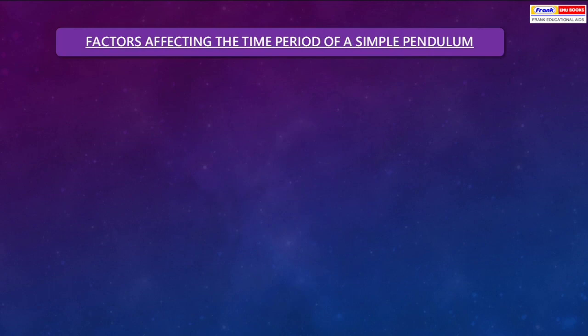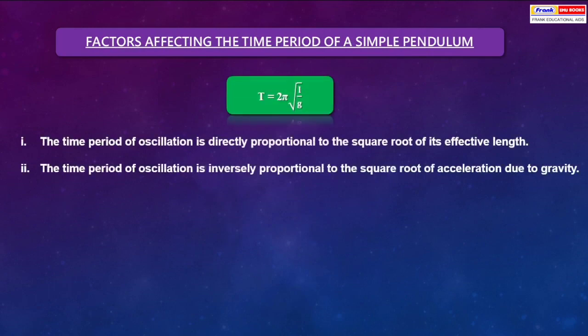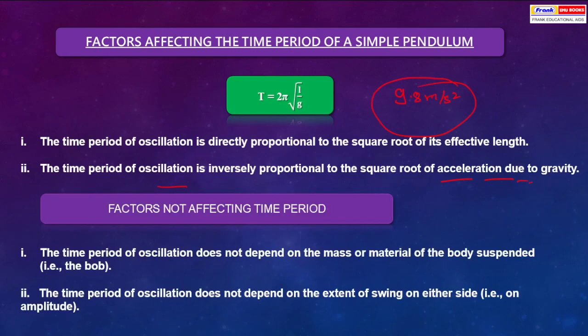Factors affecting the time period of a simple pendulum: here you can see the formula T equals 2 pi under root L by g, where g is the gravitational constant. Usually it is taken as 9.8 meter per second square if not mentioned otherwise. The time period of oscillation is directly proportional to the square root of its effective length. The time period of oscillation is inversely proportional to the square root of acceleration due to gravity. This g is basically acceleration due to gravity. We are going to study this concept in the further chapters.